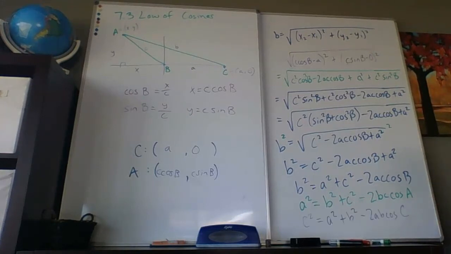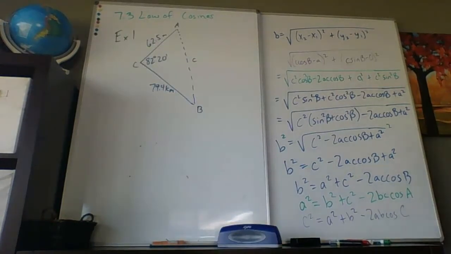Similarly, we get C squared equals A squared plus B squared minus 2AB cosine of C. Notice the two numbers that are being squared and added together are always the same two that are being multiplied by the 2 and the cosine. And the side that's isolated will always match the angle inside the cosine.